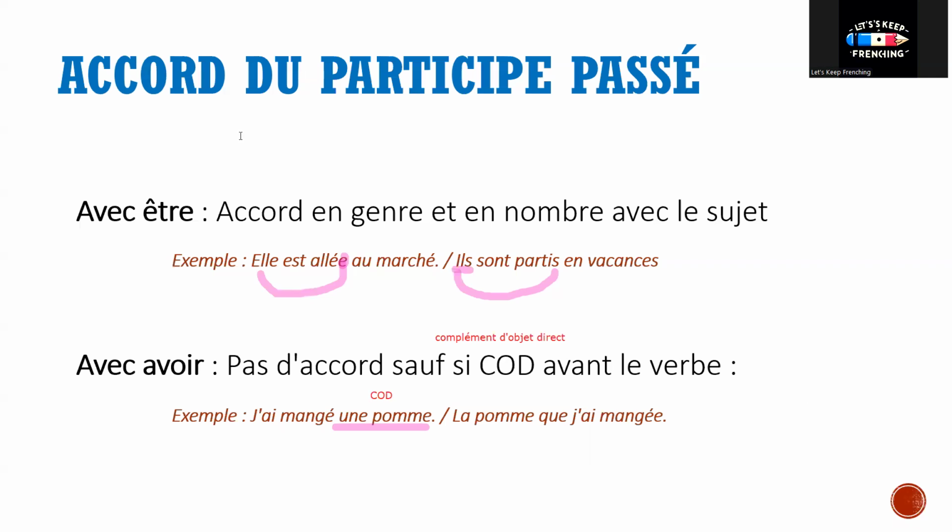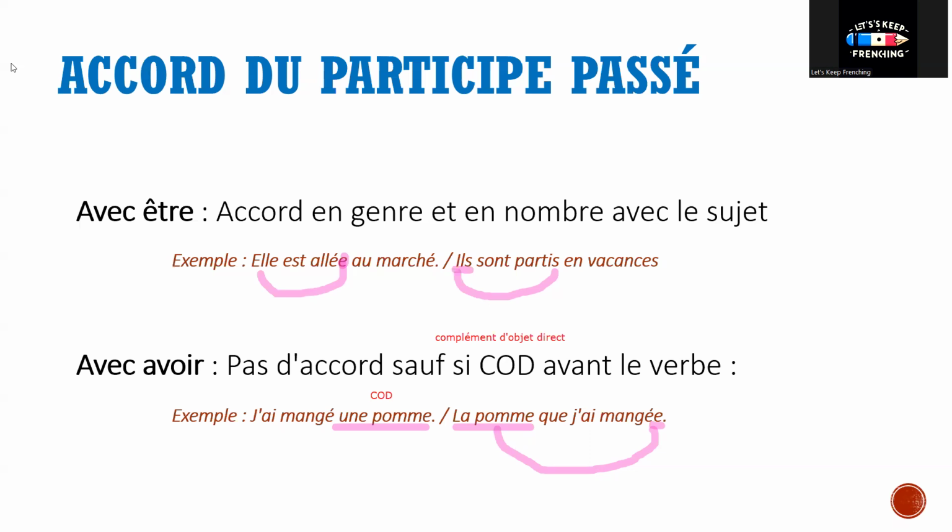So I'm not going to agree le participe passé with the subject, right? I'm gonna respect the rule of not agreeing. But when there is the COD before the verb, as you can see here, la pomme que j'ai mangée, the apple that I ate. Now, manger, le participe passé has an extra E that stands for the feminine because la pomme is a feminine word. Très bien. So this is the agreement of the past participle.